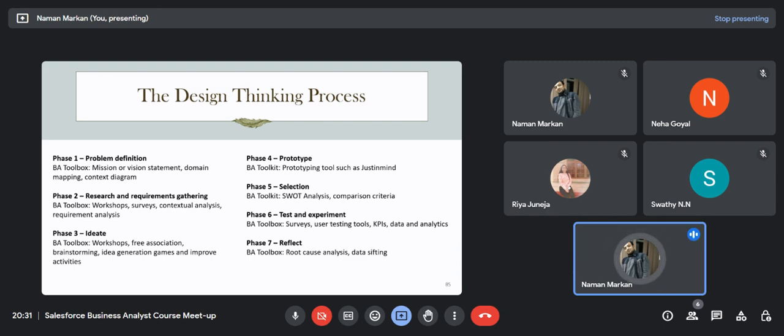Then you should have a feeling that okay, with this particular solution, the best solution, the stakeholder will be able to understand, or you are justifying your prototype to the stakeholder. Then, once it's done, you move forward with the sixth phase, which is test and experiment. So, you test the prototype solution in this particular phase.